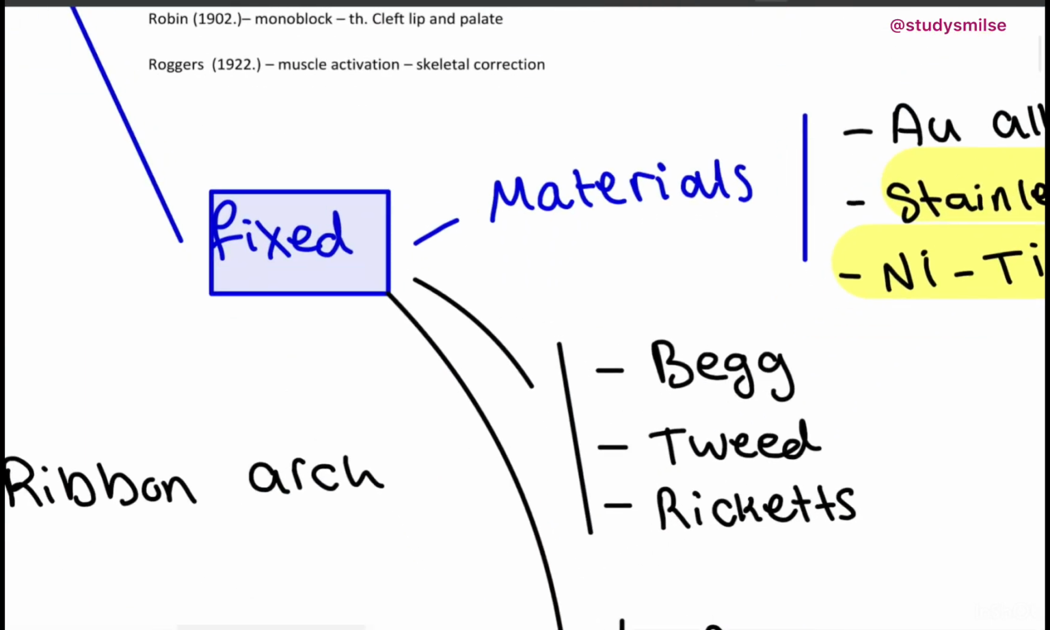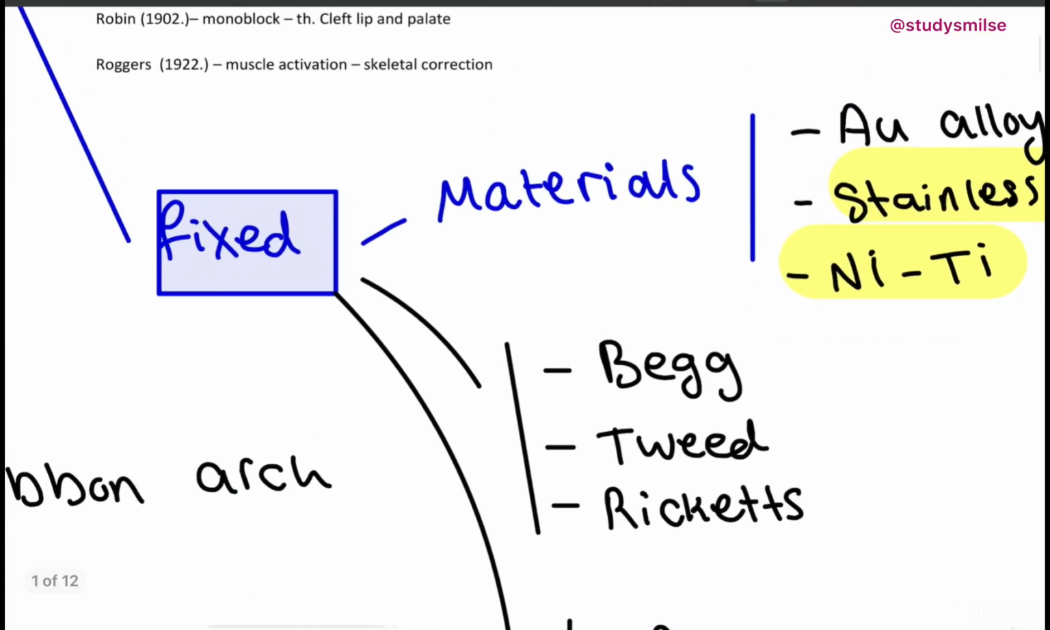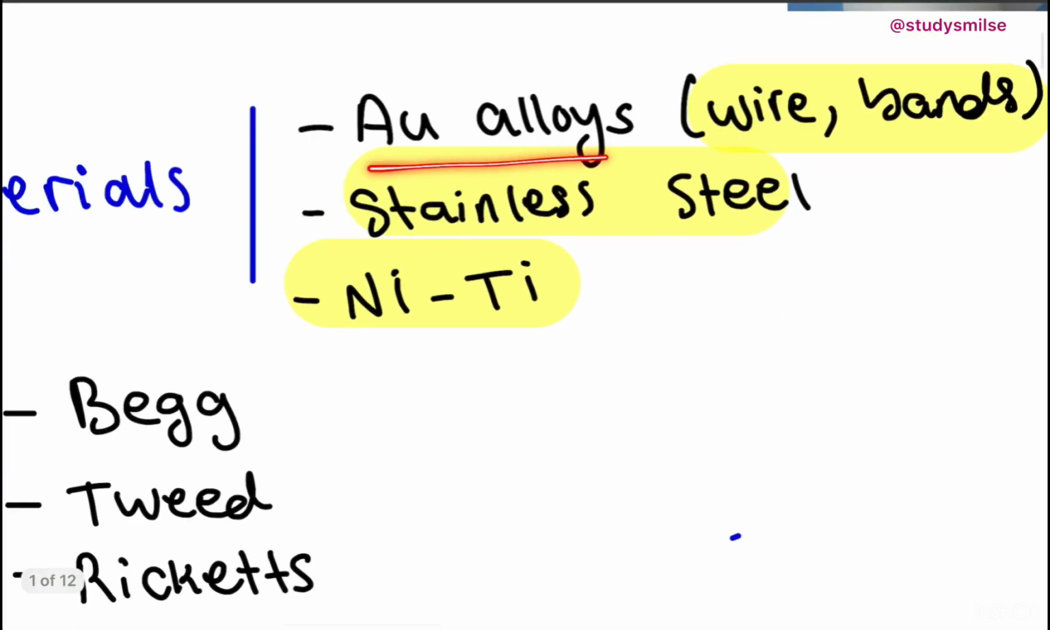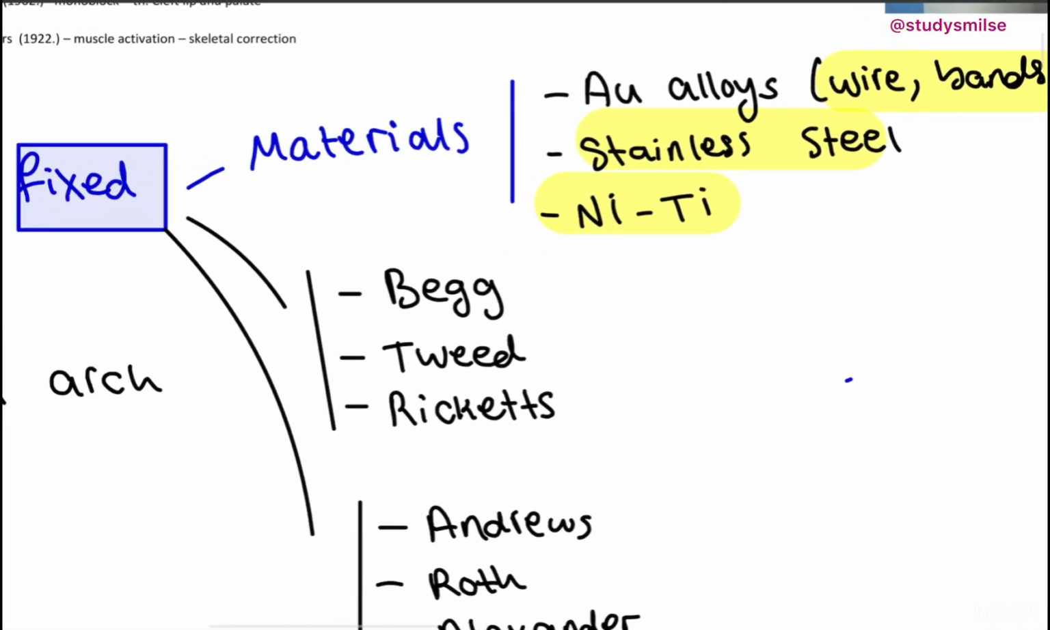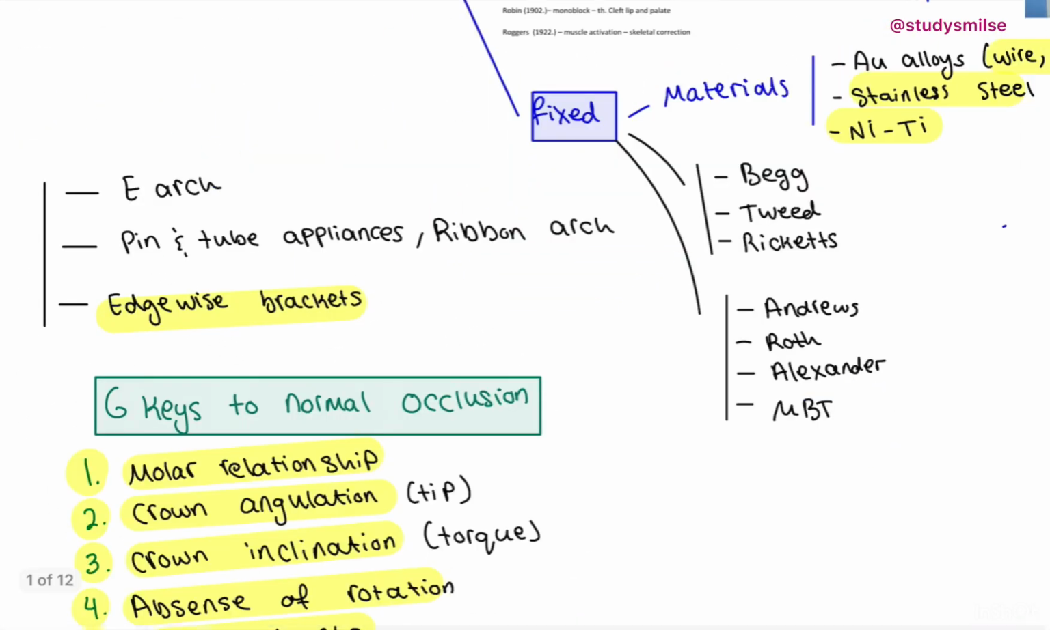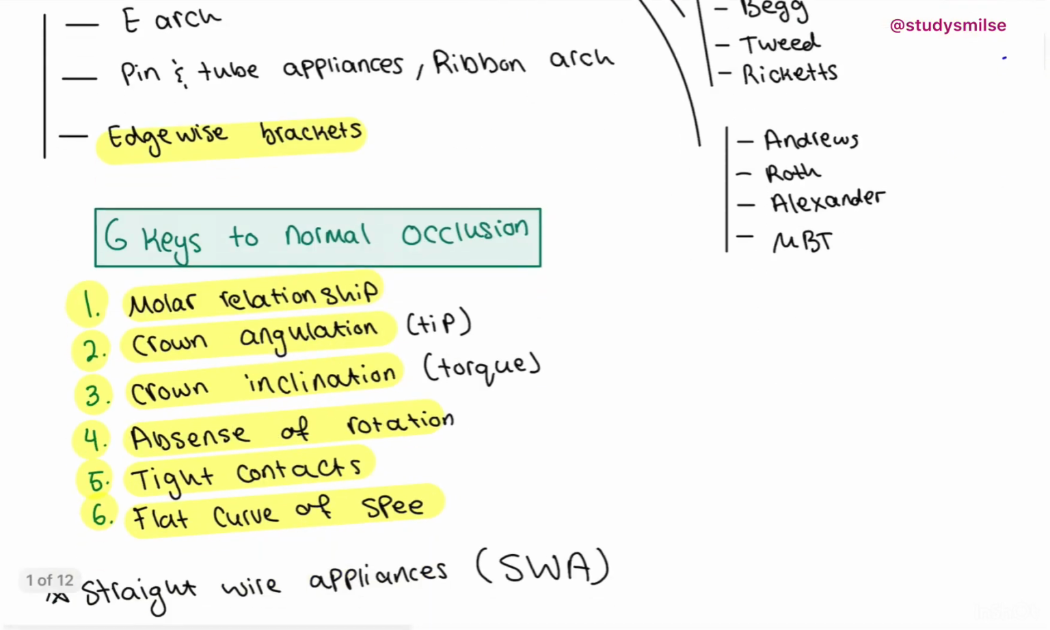And then we have the fixed. Fixed appliances are made of different materials. We could have gold alloys like wire or bands, stainless steel, nickel, titanium, etc. You have to remember that there are different wires again. So we have these edgewise brackets that are more commonly used nowadays.